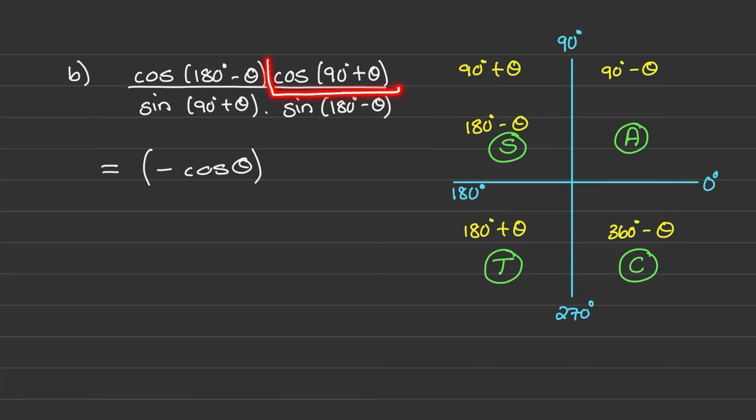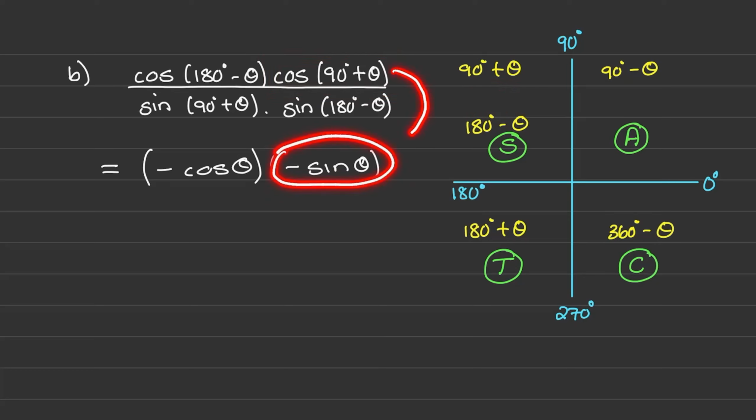Next, we have cos 90 plus theta. This is also in the second quadrant. And we know that cosine is also negative in this quadrant. So it will change into its cofunction of sine. But notice I have negative sine theta for cos 90 plus theta.